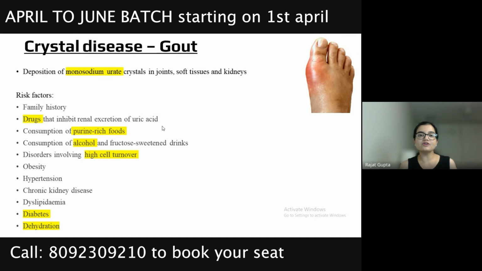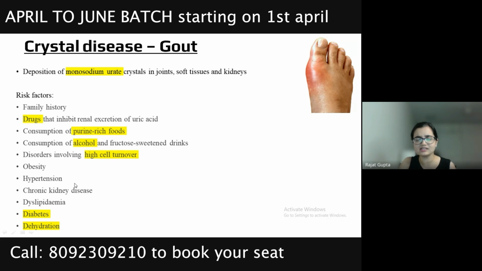All right, so the next category will be crystal disease. We have gout and pseudogout. So let's talk about gout first. So gout happens because of deposition of monosodium urate crystals. So these are just crystals which are depositing. Mostly it happens in the large toe, the first metatarsophalangeal joint.